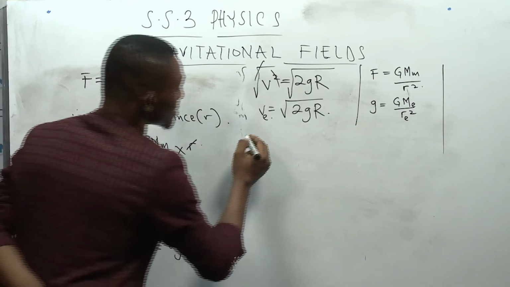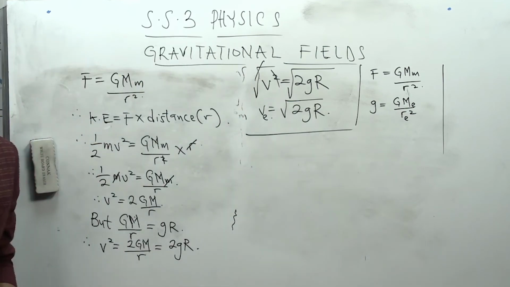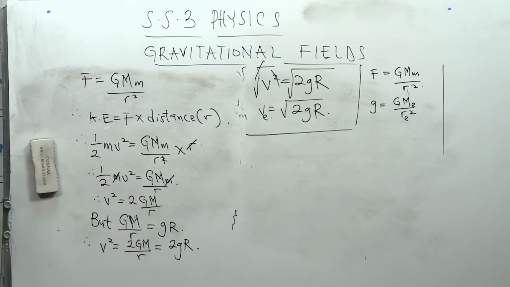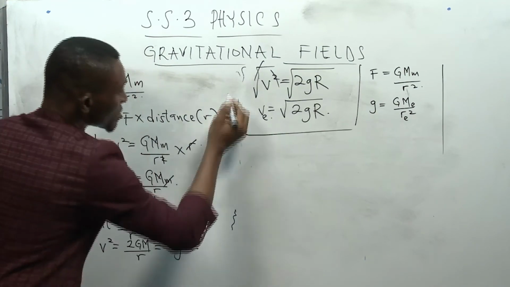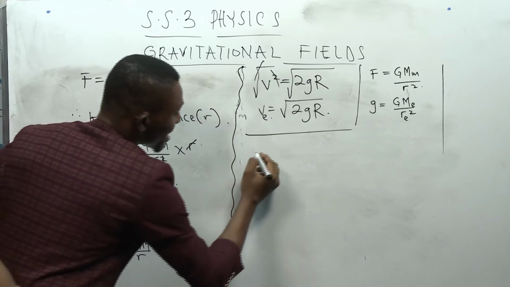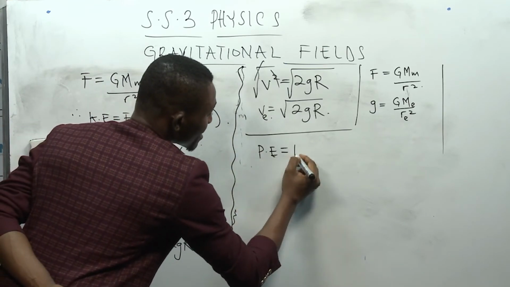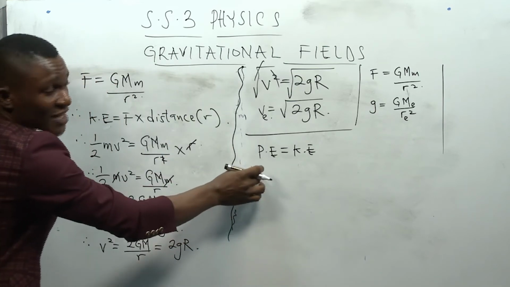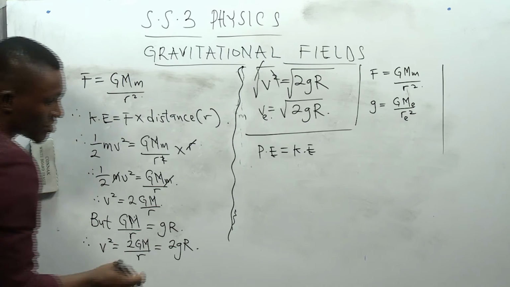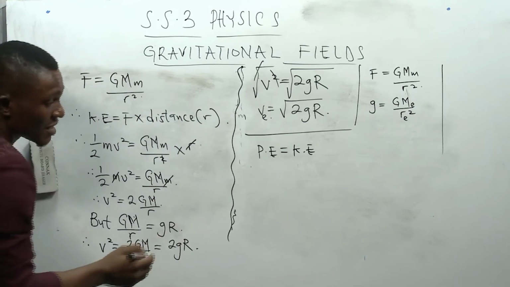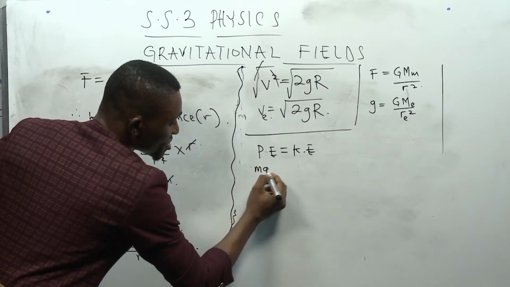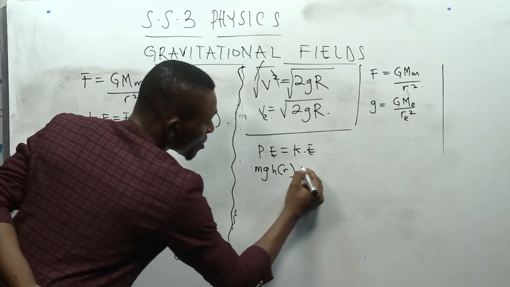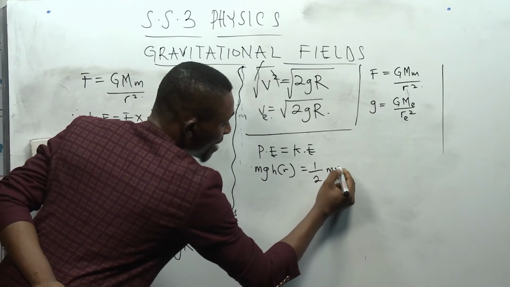But before we do that, I would like to use a different method to prove this equation here. We can also equate the potential energy to be equal to the kinetic energy. What we are just trying to do is to prove, using a different method, that v is equal to the square root of 2gR. So our potential energy has a formula of mgh. Our h here is represented as R, which is equal to still half mv squared.